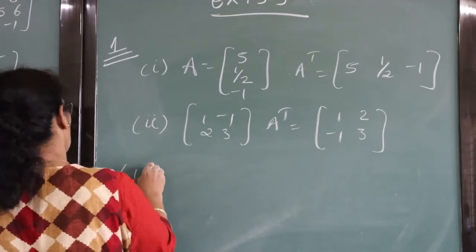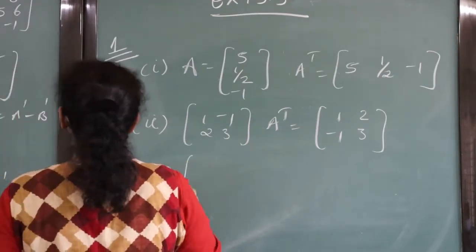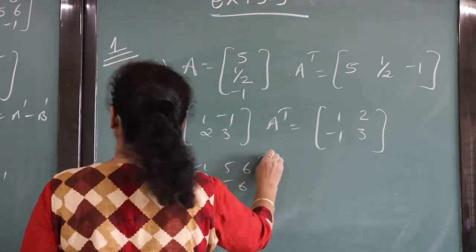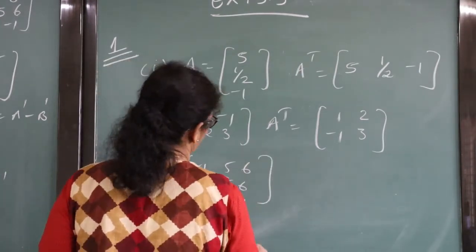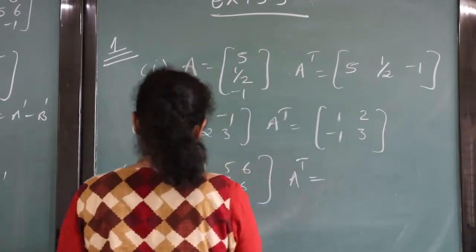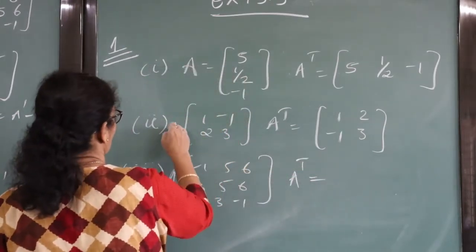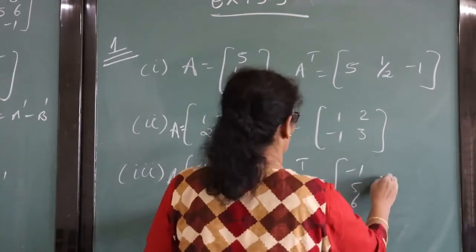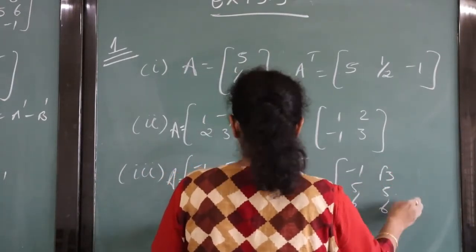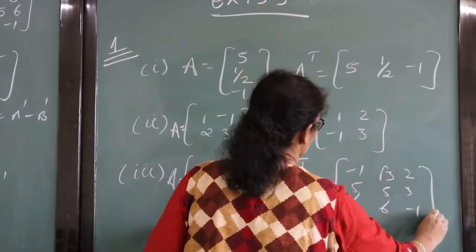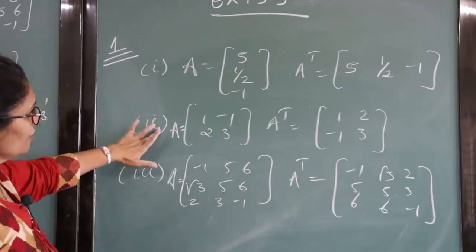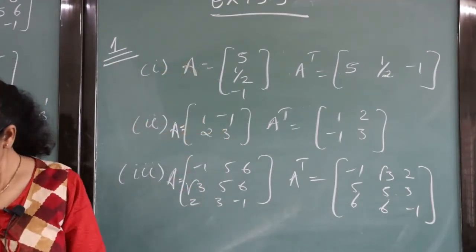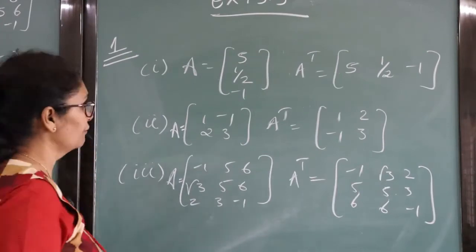Now the third is a 3 by 3 matrix. So minus 1 5 6, root 3 5 6, and 2 3 minus 1. So now let's write its transpose. Suppose this is your matrix A. So we can write each row as a column: root 3 5 6 and 2 3 minus 1. So this is your first question, in which 3 questions are given. One is a column matrix, 2 by 2 and 3 by 3, and we have written the transpose of all.